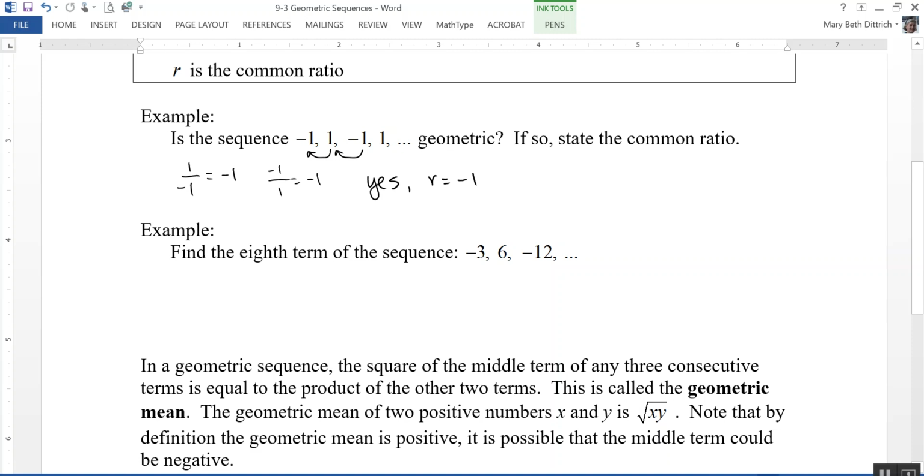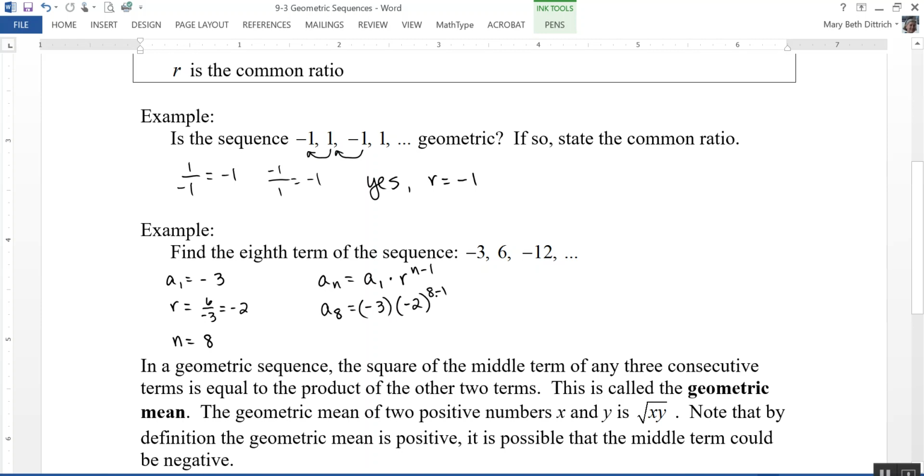Second example says find the eighth term of the sequence, negative 3, 6, negative 12, and so on. So let's go ahead and define some of these terms. I know that the first term is negative 3. My common ratio, I'm going to do 6 divided by negative 3, so my common ratio is negative 2. And I need to find the eighth term. So let's plug that into our formula. Remember, our formula was a sub n equals a sub 1 times r to the n minus 1. So the eighth term is a sub 8 equals negative 3, I'm going to go ahead and put that in parentheses, times the common ratio, which is negative 2, raised to the power of 8 minus 1.